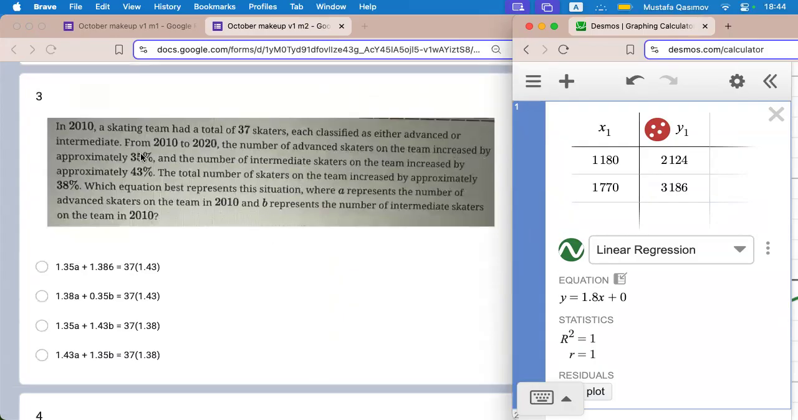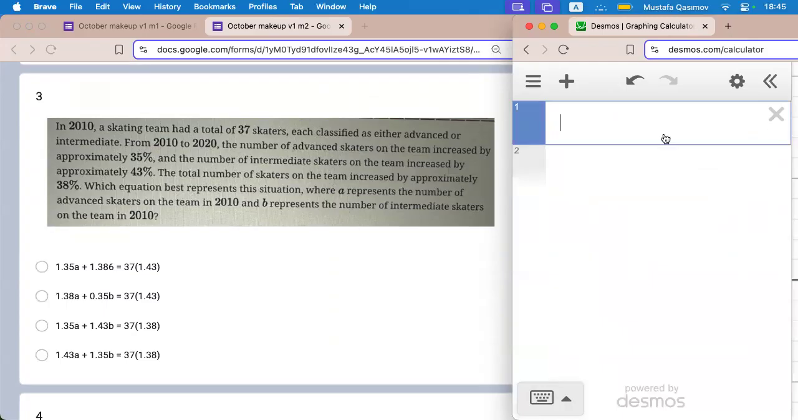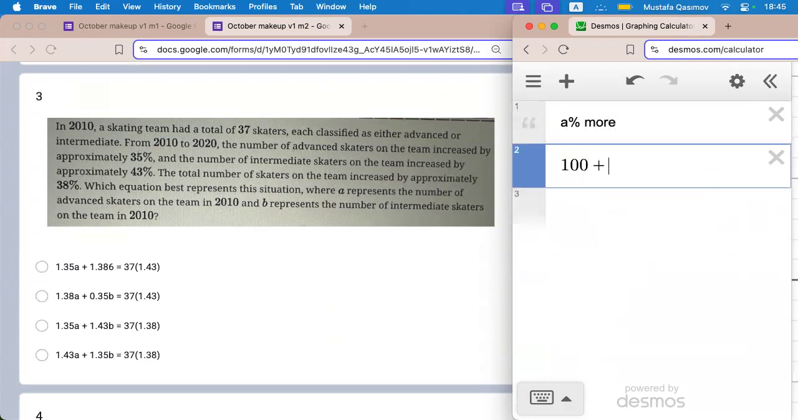Here it says increase it by 35%, increase it by 43%, and increase it by 38%. When we say increase it by 8%, let's say, or 8% more, it means it's like that: 100 plus a over 100. So let's look at A. Increase it by 35%, it will be like this. 100 plus 35 over 100. It is 1.35.